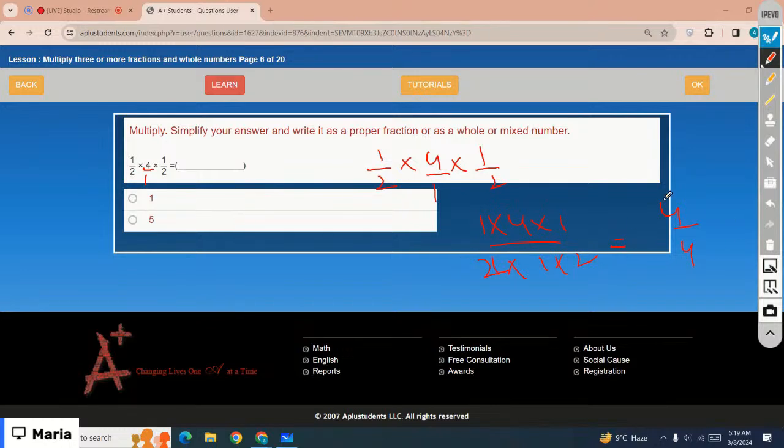And when you divide, 4 divided by 4 is 1. So the correct option is 1. Got it? The correct option is 1.